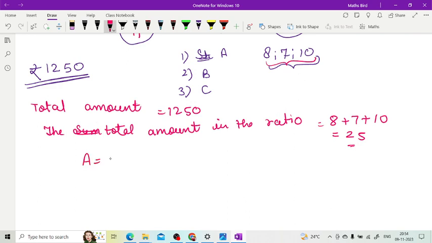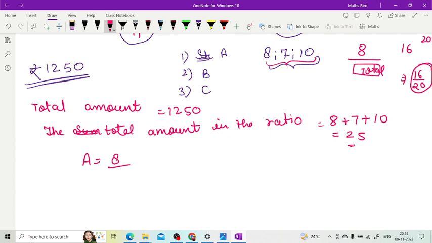A share is 8. Out of what? Out of total, right? Here you will write total. Why will we write total? Suppose in an examination you got 16 marks out of 20. So how will the teacher write it? 16 out of 20. That means you got 16 marks out of 20.